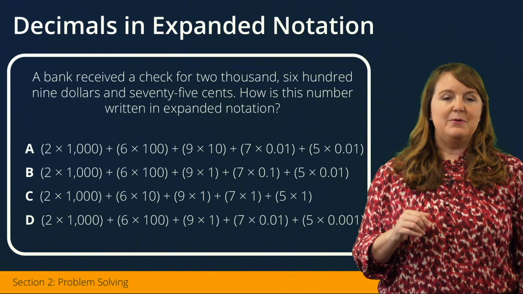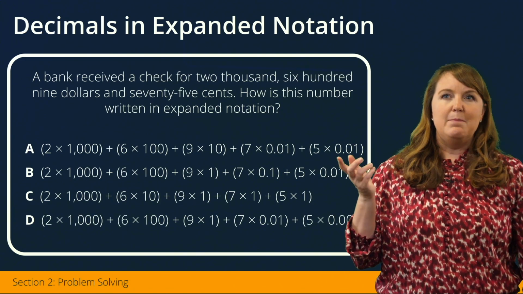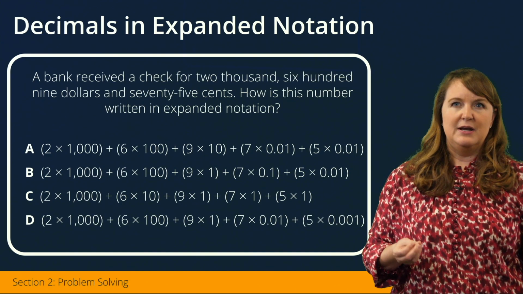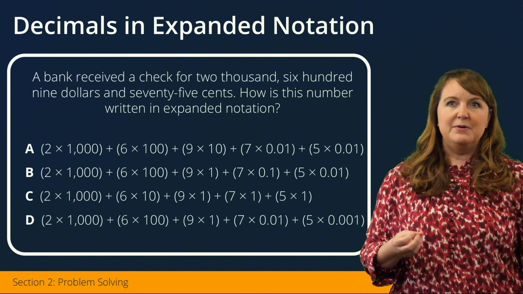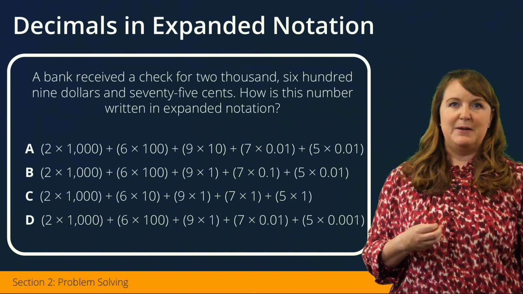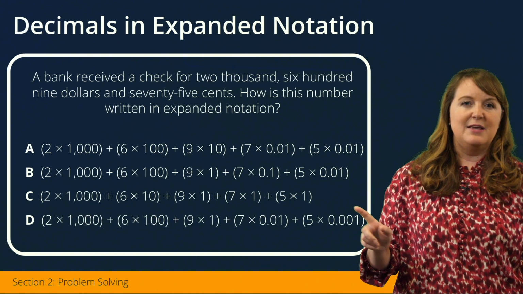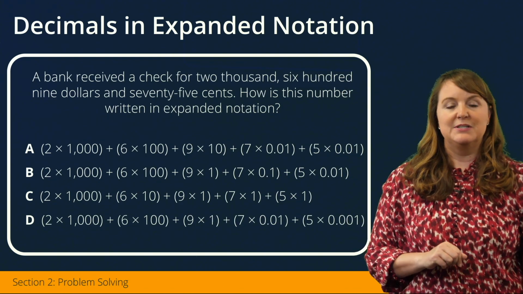Here's another example. This is that one thinking about numbers in their expanded form. A bank received a check for $2,609.75. How is this number written in expanded notation? So here students can go ahead and think about which of these choices matches this number presented in its word form here.